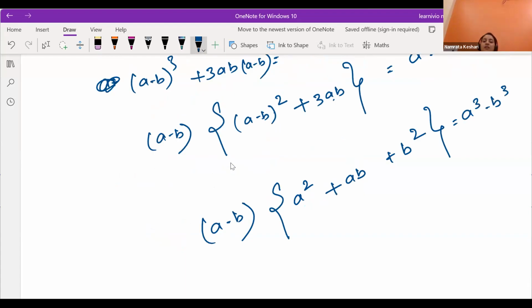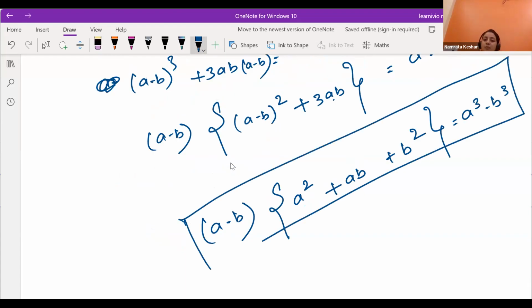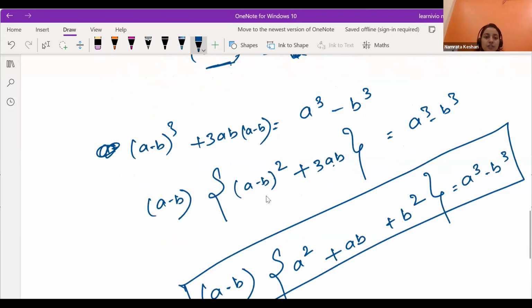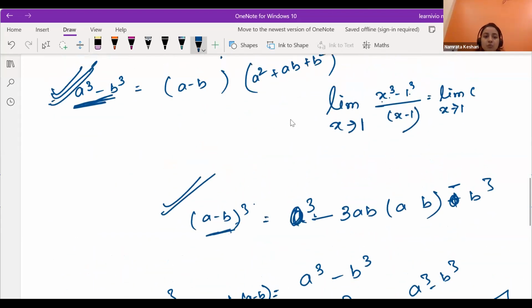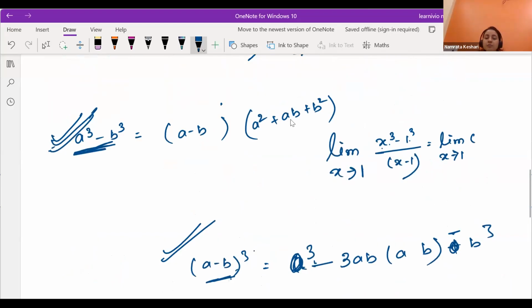Yes, ma'am. a cube minus b cube का फॉर्मूला हम हमेशा डायरेक्टली यूज करेंगे. यही फॉर्मूला है: a minus b in one bracket, and in another bracket everything is positive, a square, b square, ab. So अगर हम ये फॉर्मूला अपने फंक्शन में यूज कर लें, that is x cube minus 1 cube का मतलब है x minus 1 in one bracket and in another bracket x square plus x into 1, that is x plus 1, divided by x minus 1.